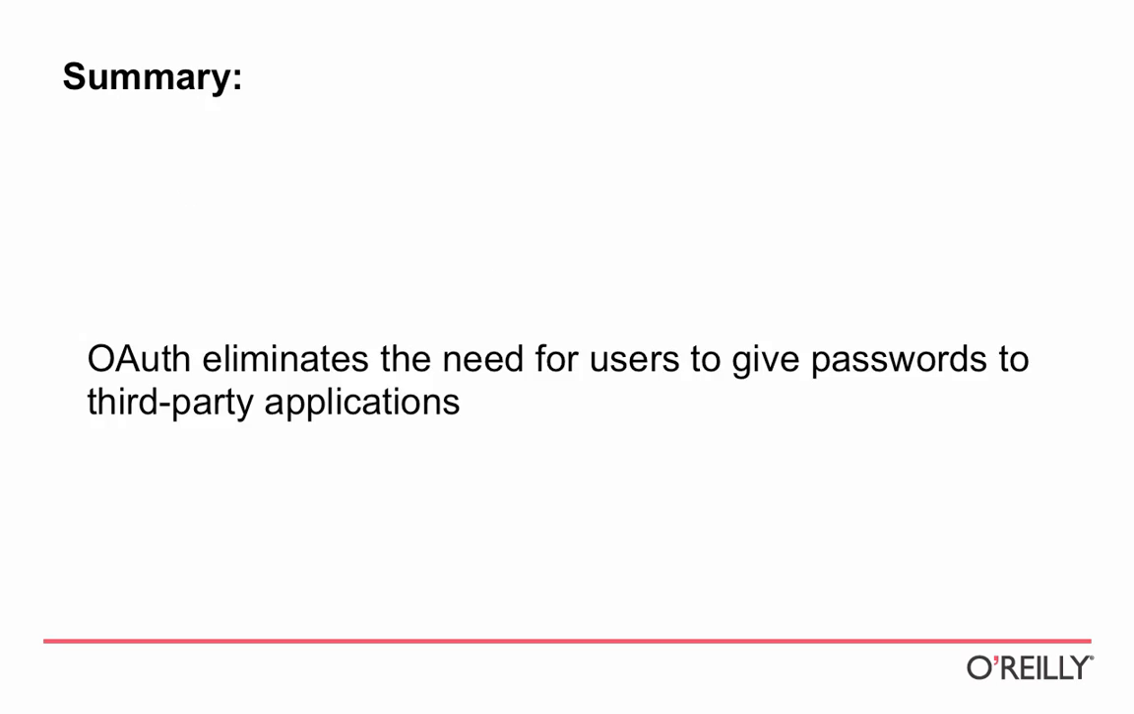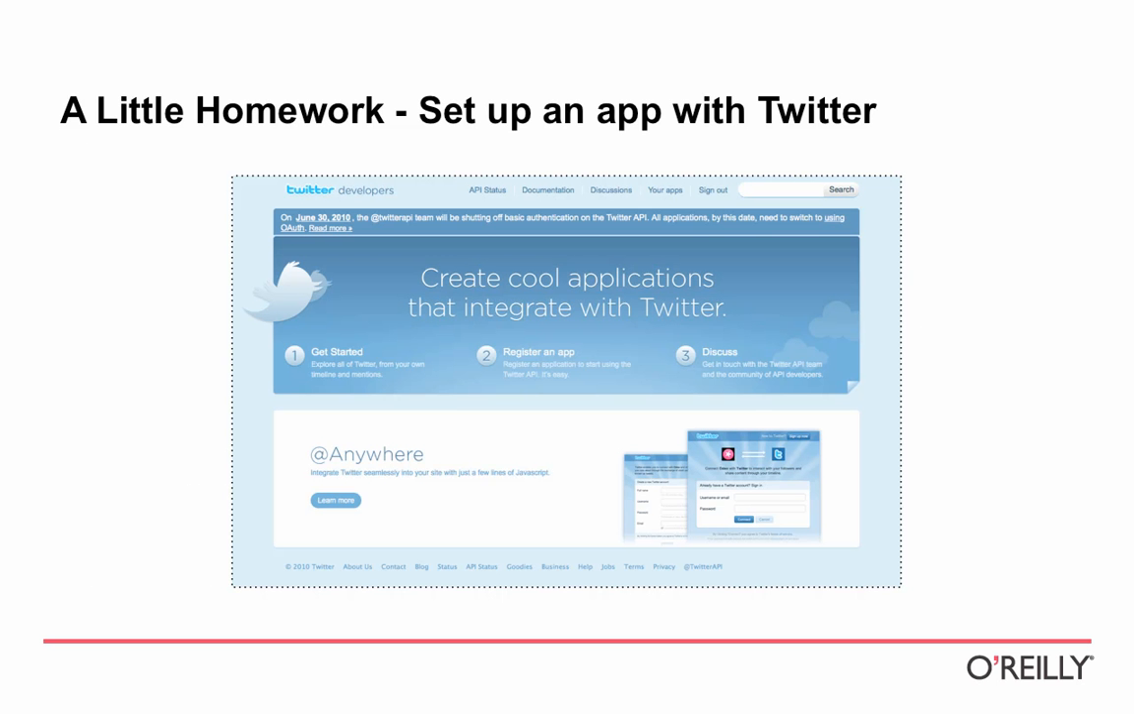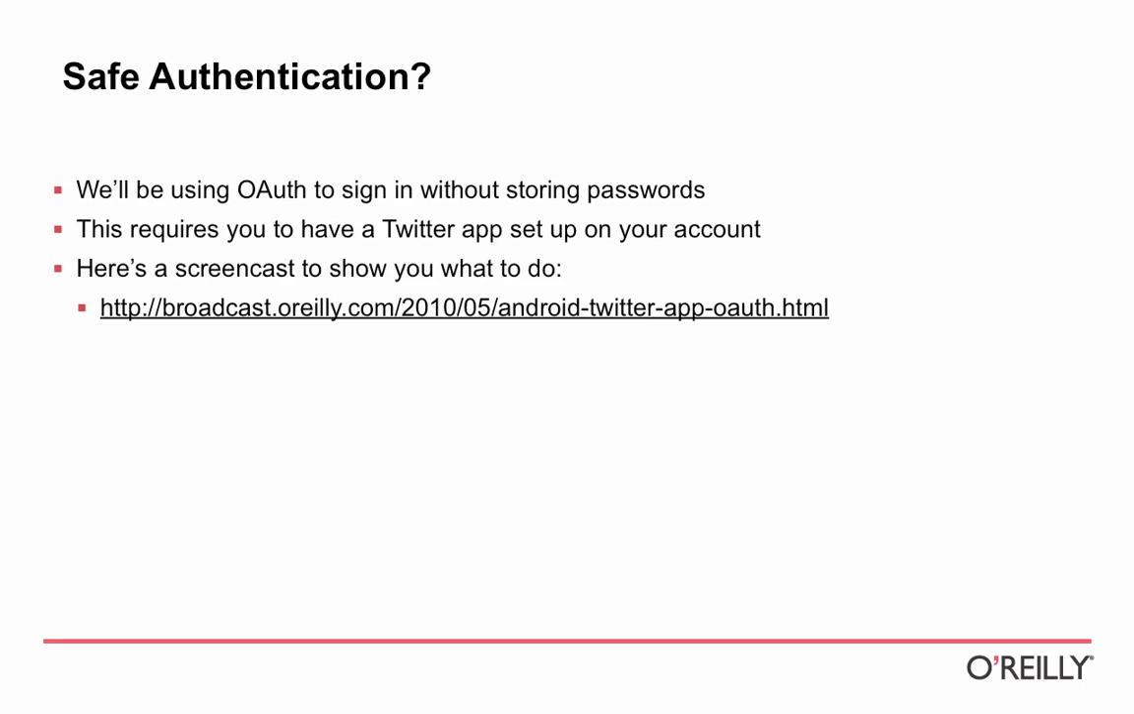I think I actually have it on this slide back here. Let me flip back to here. It says on June 30th, 2010, the Twitter API team will be shutting off basic authentication on the Twitter API. Okay, so I was wrong. It's not even going to work. So every Twitter application that you use where you sign in with a username and password is going to need to update to use OAuth instead, otherwise they won't work.